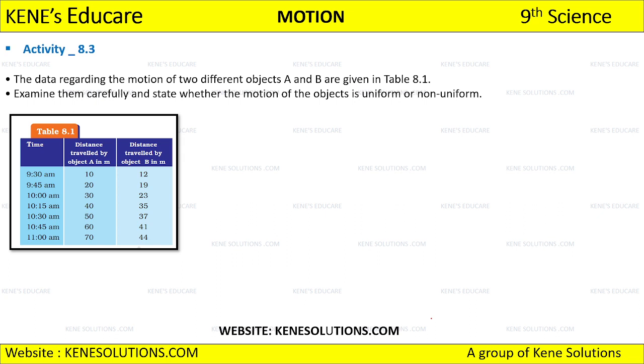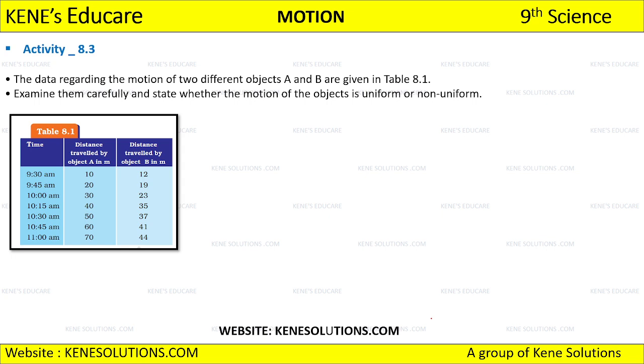So distance traveled by object A at 9:30 a.m. is 10 meters, and the distance traveled by object B is 12 meters. Then at 9:45, after 15 minutes, the distance traveled by object A is 20 meters and the distance traveled by object B is 19 meters. Then at 10 o'clock, exactly after 15 minutes, distance traveled by object A is 30 meters and by object B is 23 meters. The same way they have given over here.